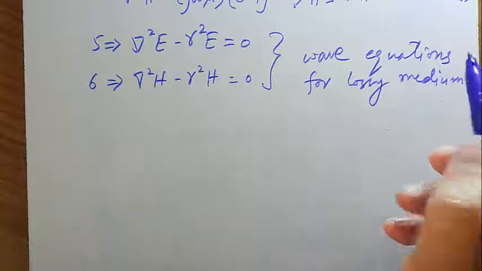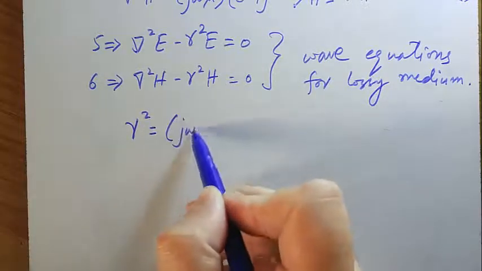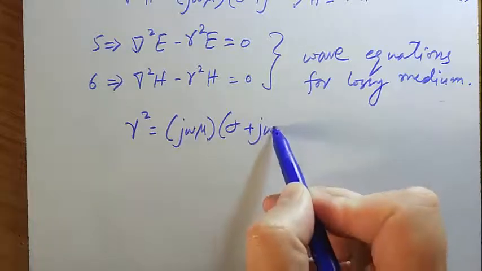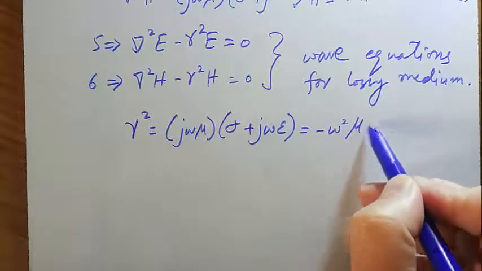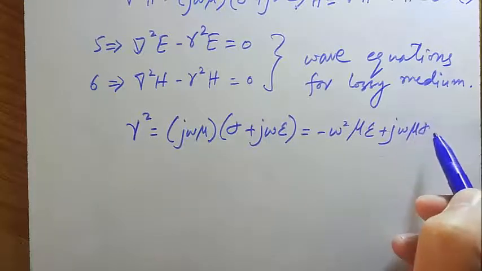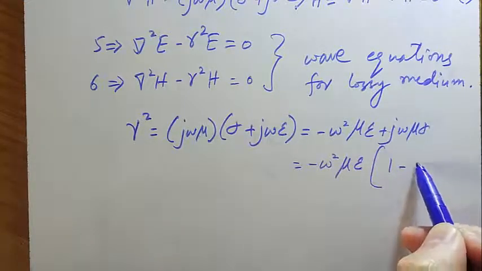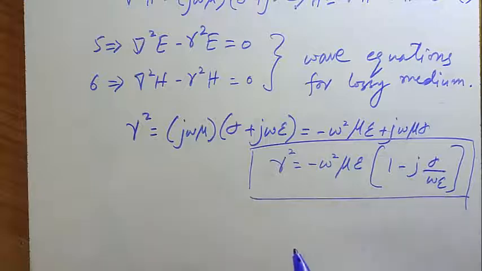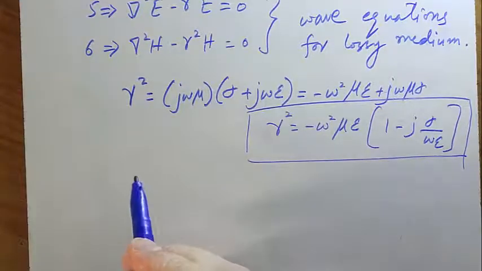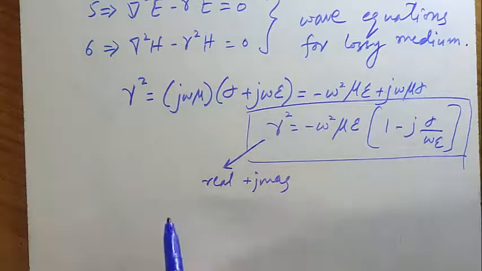Now if you notice, these wave equations for the lossy medium have gamma, and this gamma square is equal to j omega mu (sigma plus j omega epsilon), so it has a complex part as well. So you can say that it is equal to minus omega square mu epsilon plus j omega mu sigma, and you can shorten it and rewrite it in this form. So this is the value of gamma square. Now going further, we can subdivide this into real and imaginary parts. Gamma is equal to alpha plus j beta.